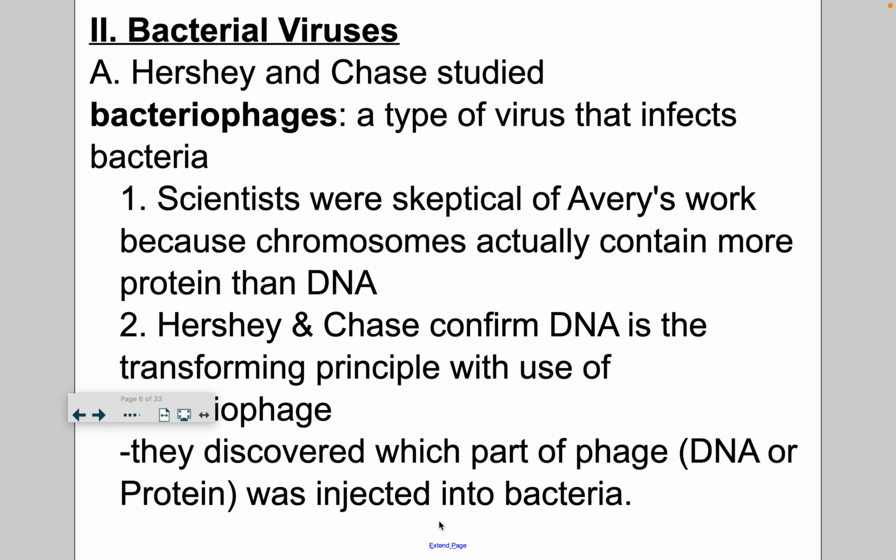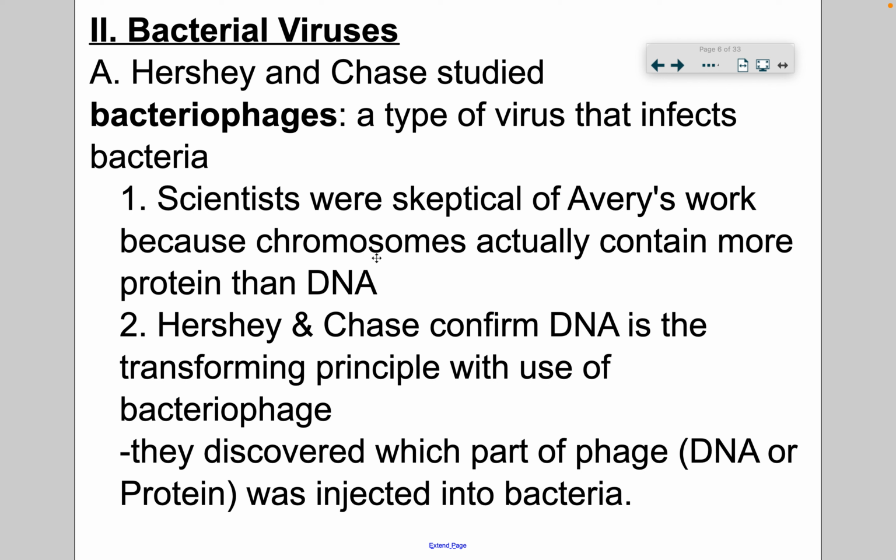But you know what? Scientists were still skeptical of Avery's work because they knew that chromosomes contained more protein than DNA. So in a previous chapter, we talked about what chromosomes are made up of: DNA wrapped around these proteins called histones, and you form a nucleosome, and it gets super tightly wound, compacted into those X-shaped chromosomes that we know.